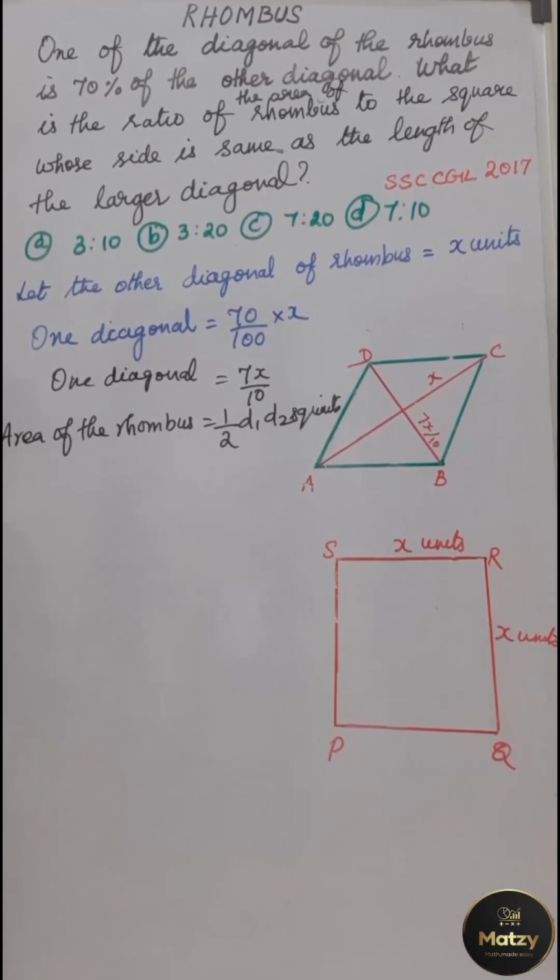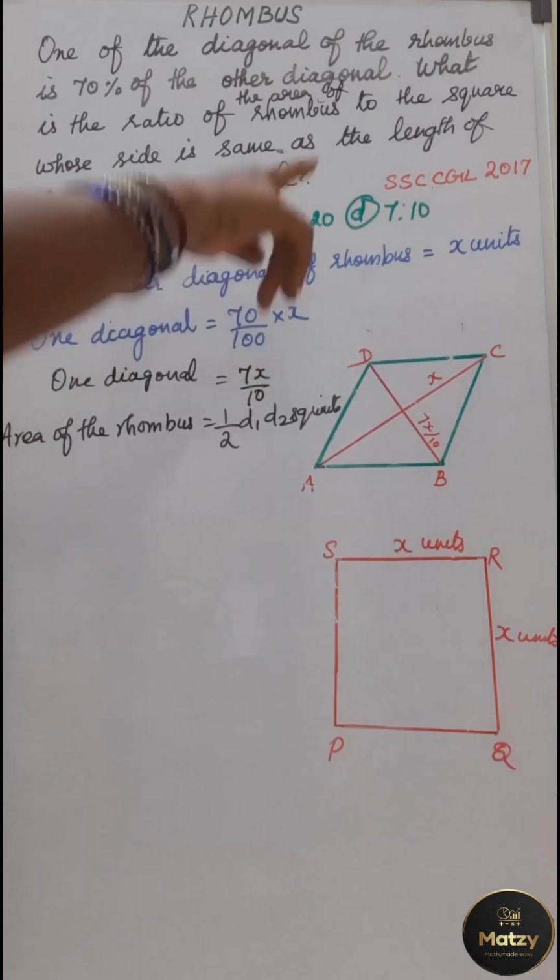Hi everyone. I have given so many examples stating the area of the rhombus and the area of the square in my previous videos. In today's class, we are going to find out the ratio of the area of the rhombus to the area of the square by using some information given in the problem.